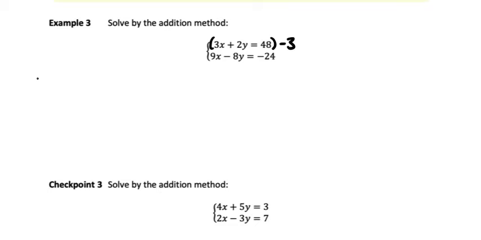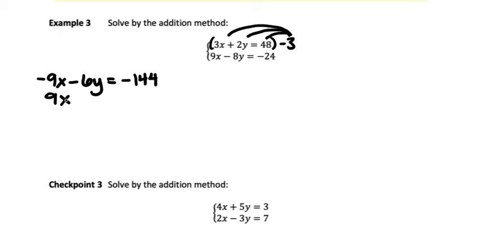And that's going to give me negative 9x minus 6y. And 48 times negative 3 would be negative 144. Make sure you multiply everything in the equation by that number. Or you can think of it as distributing the negative 3 to all three parts of the equation. My bottom equation I'm going to leave alone.